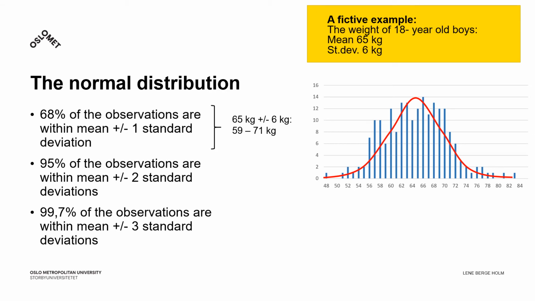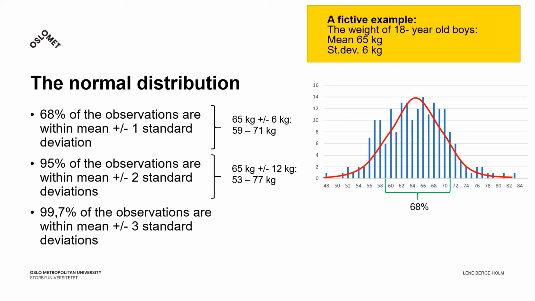So 68% of the observations will here lie within the mean plus minus 1 standard deviation, which is 65 kilograms plus or minus 6 kilograms. And this gives us an interval of 59 to 71 kilograms. So if this curve is normally distributed, 68% of the observations will lie here in this interval.